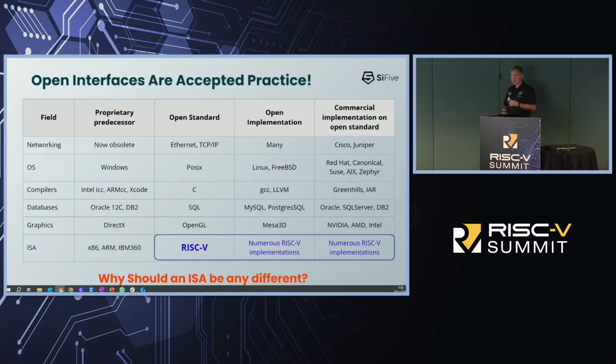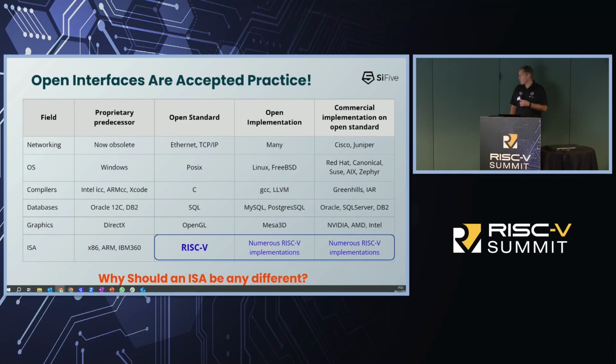So looking a little bit more closely at something around that. Open interfaces in computer science are pretty much accepted. In a lot of these fields, you can see there were originally some proprietary standards that were being set and managed, and eventually they're being replaced by open standards. These open standards allow for open source implementations of the standard, but they also allow for commercial implementations based off the open standard. The general principle of open standards for interfaces has become widely accepted across the industry.